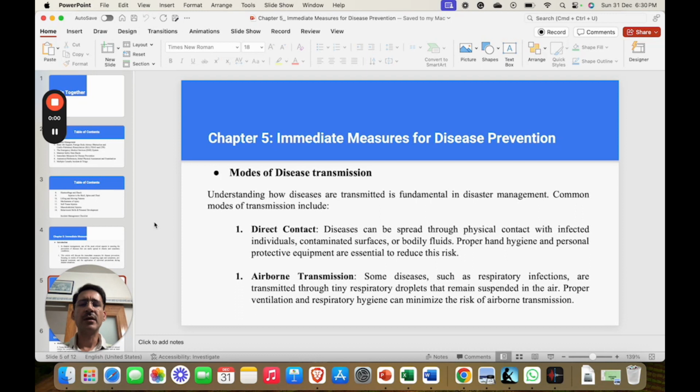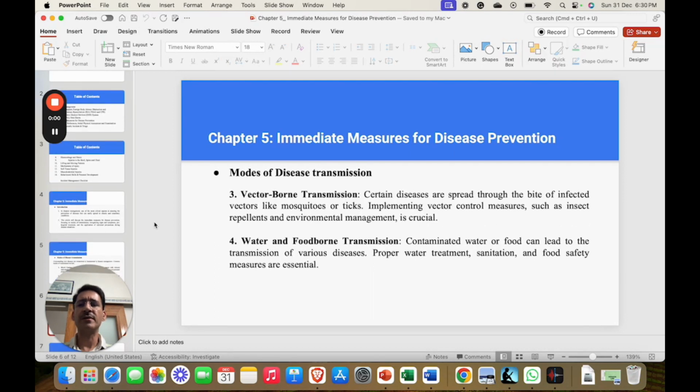Airborne transmission. Some diseases, such as respiratory infections, are transmitted through tiny respiratory droplets that remain suspended in the air. Proper ventilation and respiratory hygiene can minimize the risk of airborne transmission. Vector-borne transmission. Certain diseases are spread through the bite of infected vectors like mosquitoes or ticks. Implementing vector control measures such as insect repellents and environmental management is crucial.